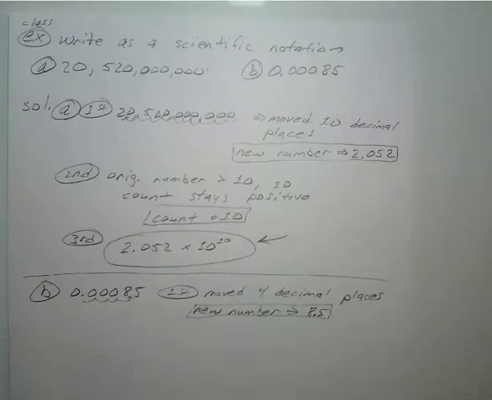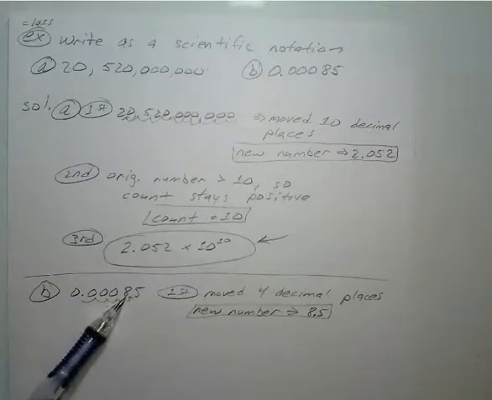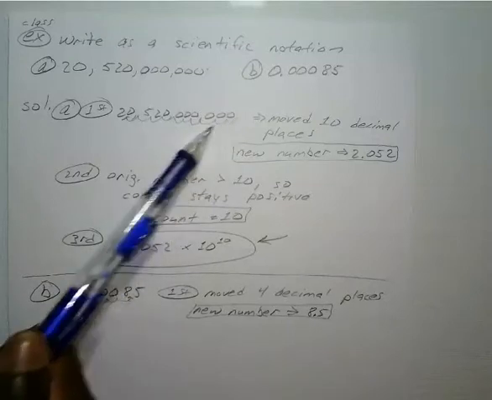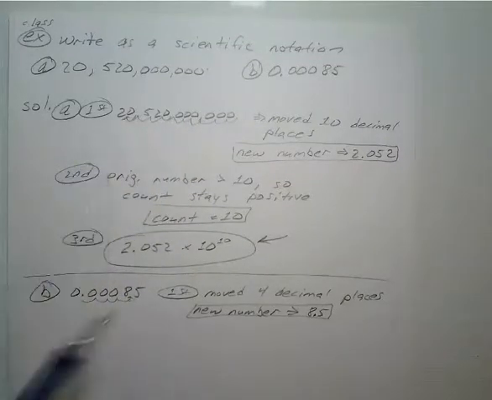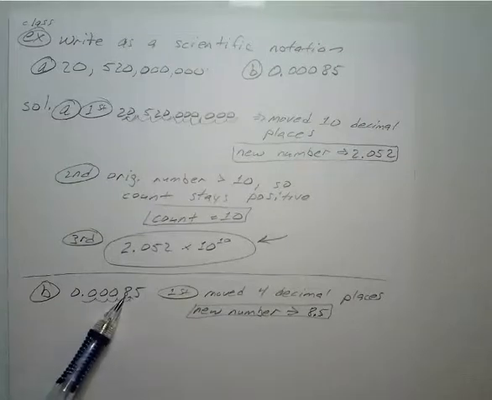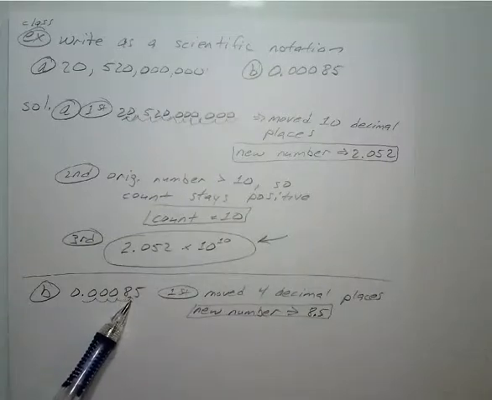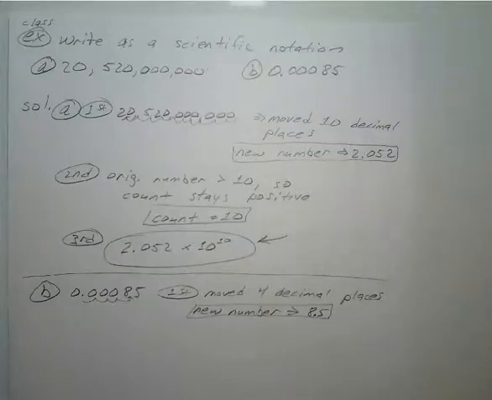Now a hint is you want to move your decimal till there's only one digit to the left of the decimal point. That's why up here we moved it all the way until we got between the 2 and the 0, and here we moved it all the way till we got between the 8 and the 5. So you want only one digit to the left of your decimal point. That's why you move it. Hopefully that makes it a little easier to understand how many places you want to move the decimal.